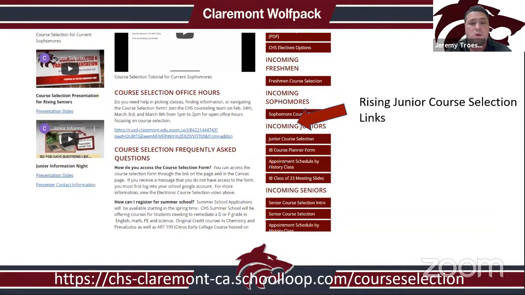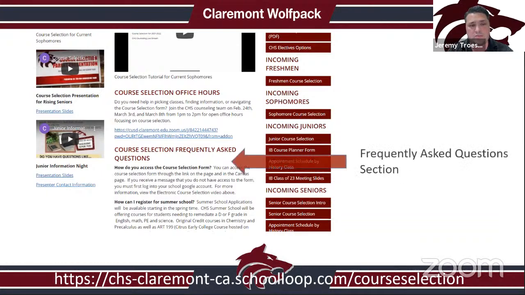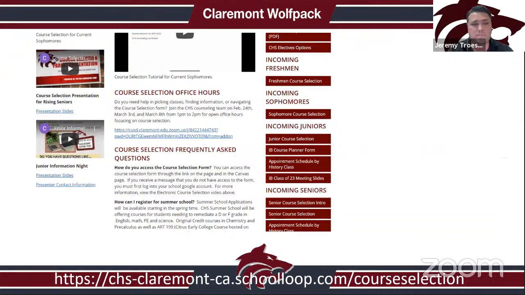Below that is the appointment schedules by history class. We will be meeting with each student one-on-one. And the idea behind this is we want to give students a chance to ask questions about their individual course schedules and make sure that we get it right. So that will happen later in March. And the schedule for that by history class is there. The next section, go to the next one, is a frequently asked questions section, just giving you some information, common questions that we get. Next slide.